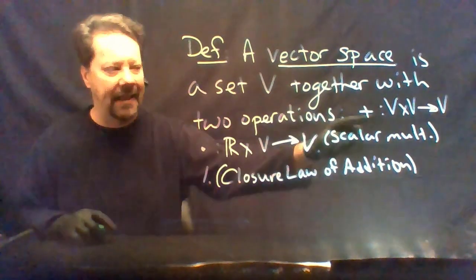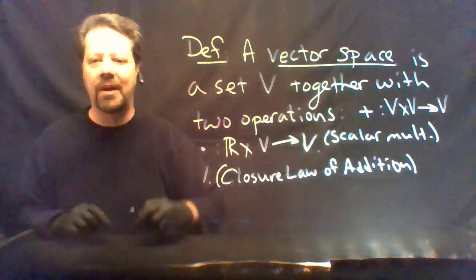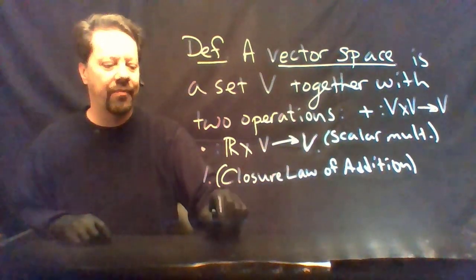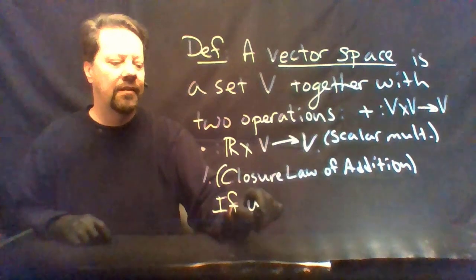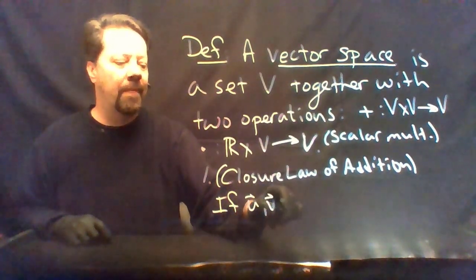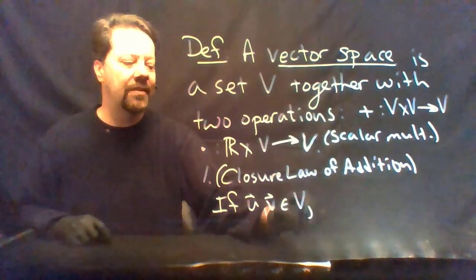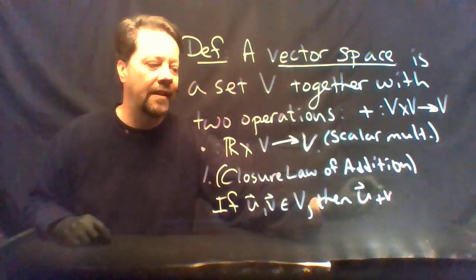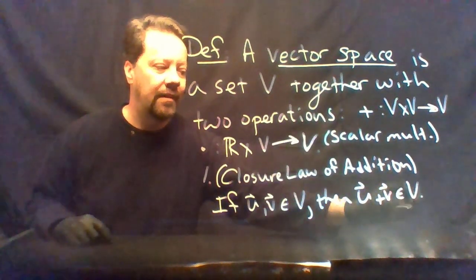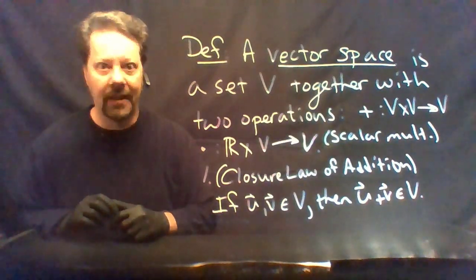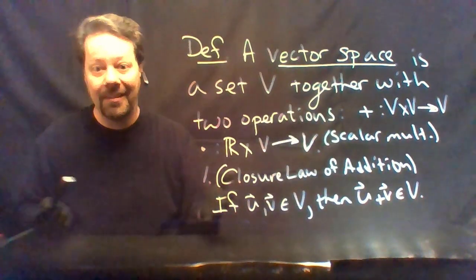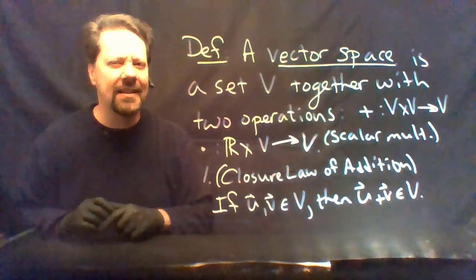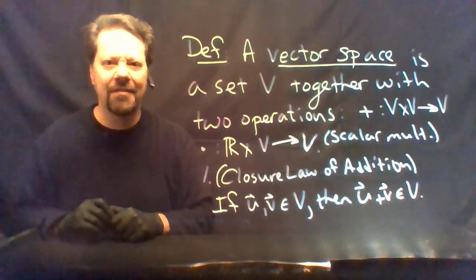This is actually implied by the notation above, but I'm going to state it as follows. If u and v are elements of the vector space, then u plus v is an element of the vector space. Duh. When you add two vectors, you get a vector. This is not a very high-powered concept. It's fairly simple.